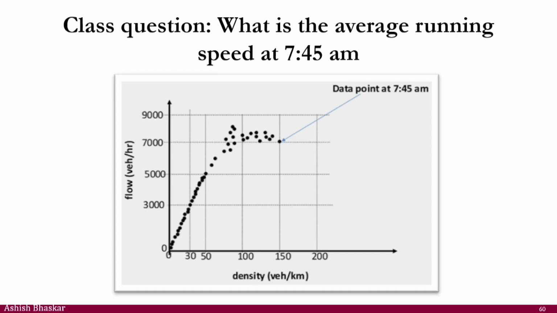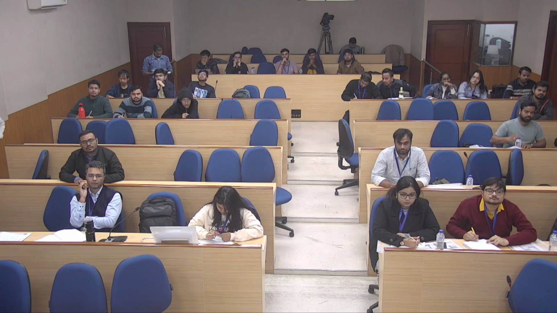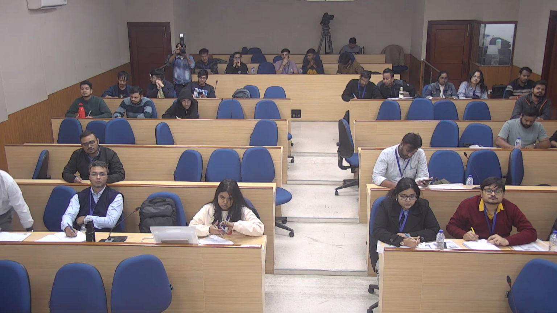Now, that's a question that we have. Let's say x-axis is density, y-axis is the flow. Units are quite fine, vehicles per hour, vehicles per lane. What is the speed at 7:45 a.m. in the morning? So what's the average running speed at that location at 7:45 a.m. in the morning?